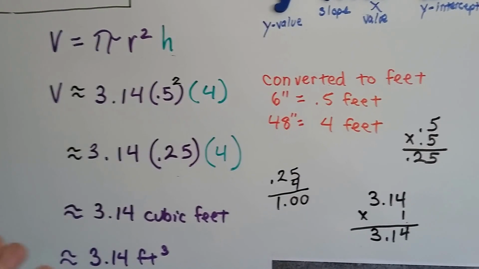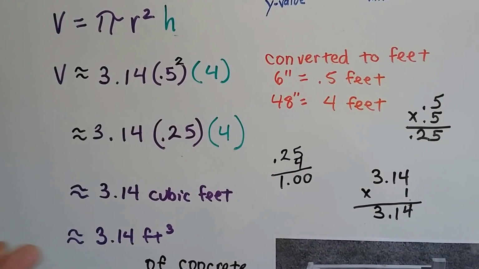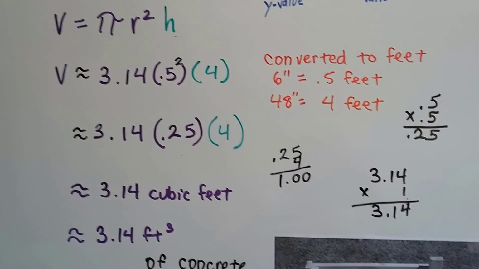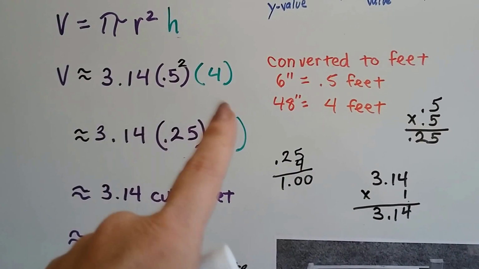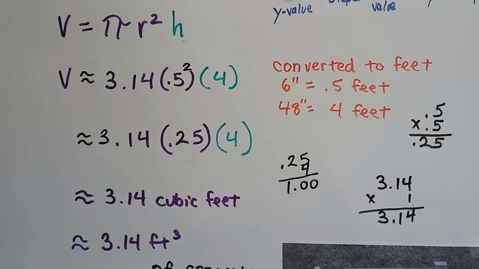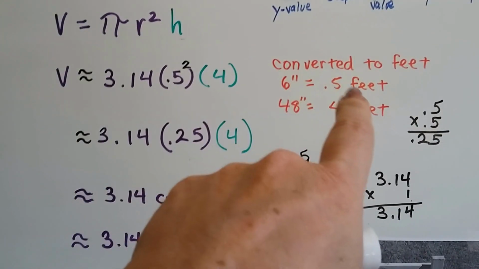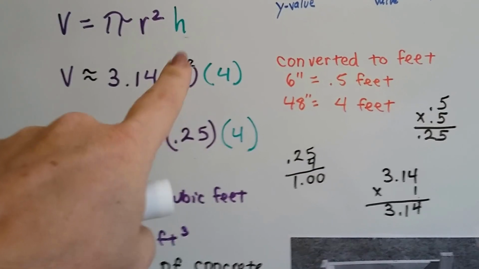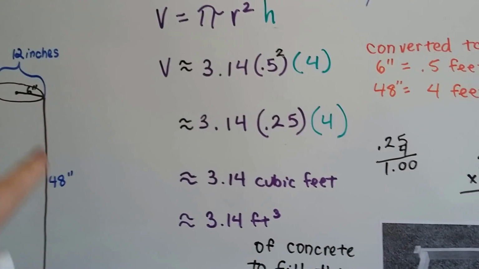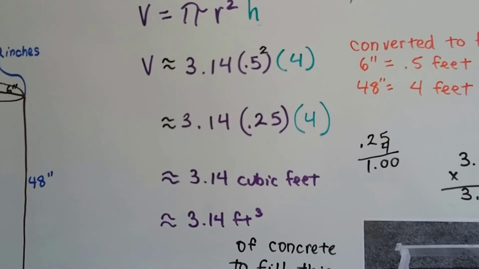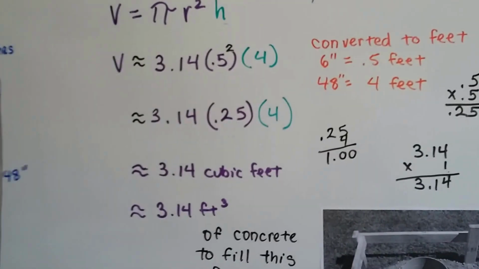Now we could do it at the end. We could come up with our big, huge number of cubic inches and just divide that by 12. But I found it easier to do this first. So I've got my 0.5 feet, my half foot, and I'm going to square it, and 48 inches is 4 feet, okay? Because 4 times 12 is 48.